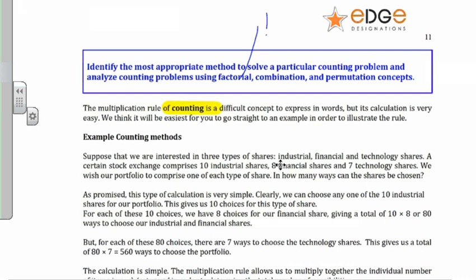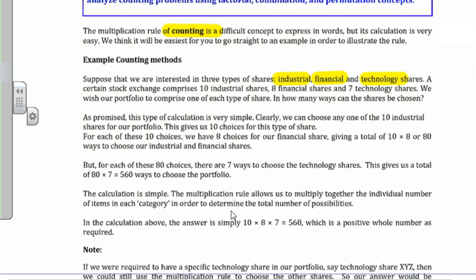Sounds nice and easy. Let's have a look over here. Suppose we're interested in 3 different types of shares: industrial shares, financial shares, technology shares. Let's say, for example, a certain stock exchange comprises 10 industrials, 8 financials, and 7 tech shares. We want our portfolio to comprise one of each share: 1 industrial share, 1 financial share, and 1 technology share. And the question asks us, how many different ways can these particular shares be chosen?